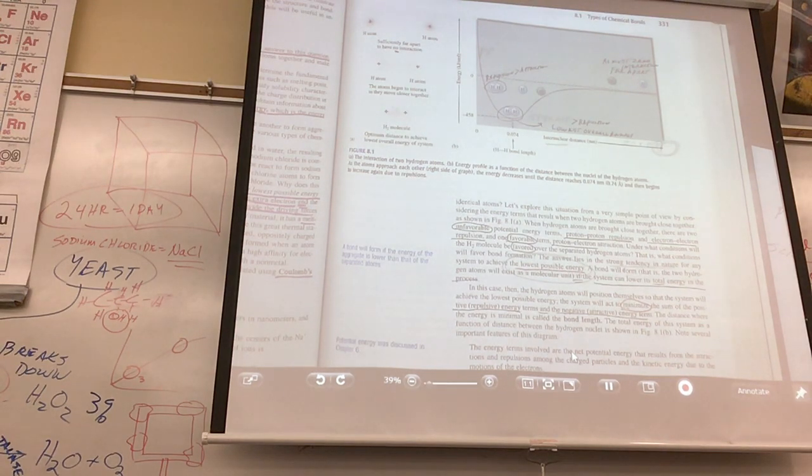Let's explore this situation from a very simple point of view by considering the energy terms that result when two hydrogen atoms are brought close together, as shown in figure 8. When hydrogen atoms are brought close together, there are two unfavorable potential energy terms: proton-to-proton repulsion and electron-to-electron repulsion.